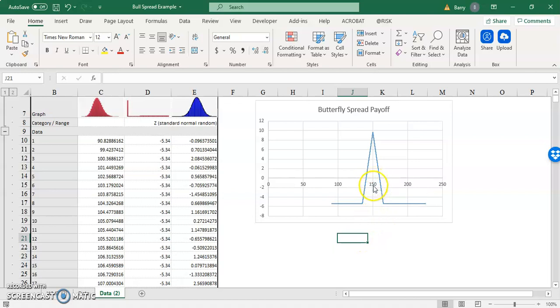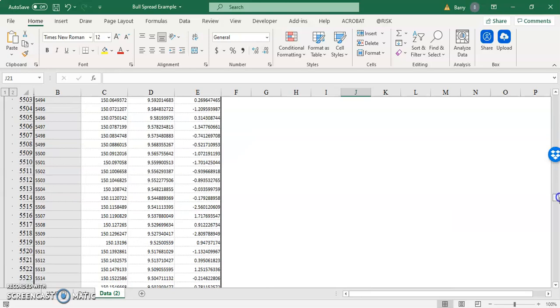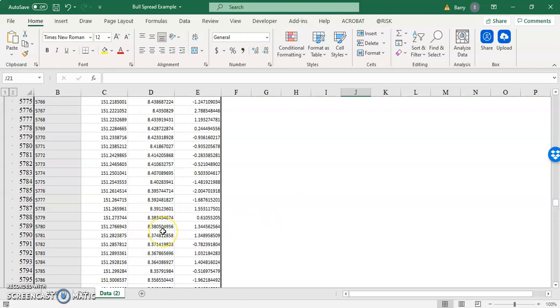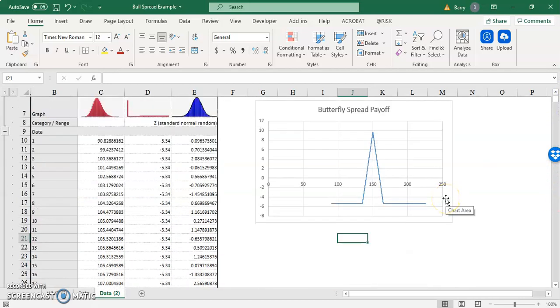And what happens? If the stock price ends right about where it is now at 150, we are locking in a payoff that's up close to $10. In fact, we could scroll down into our data here and find that the larger payoff values get up over $9 here. So we're locking in some payoffs up to $9 and a little bit more if the stock price stays right at the current amount.